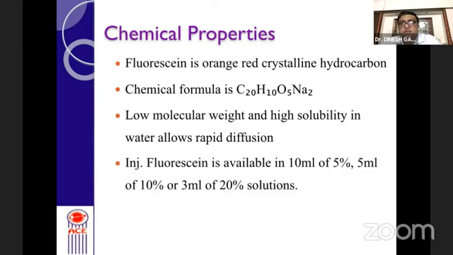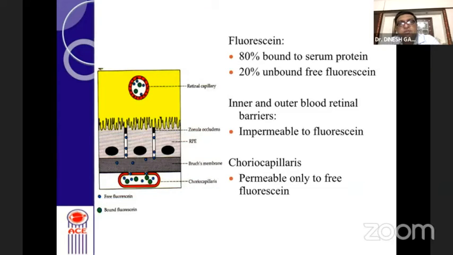Fluorescein is an orange-red crystalline hydrocarbon. It's a C20, low molecular weight and high solubility in water, which allows it a rapid diffusion, and it is available in the strengths of 5%, 10%, and 20% solution. 80% of the fluorescein gets bound to the serum protein, and 20% is unbound fluorescein, which gives us the interpretation which we need at the level of the retina.